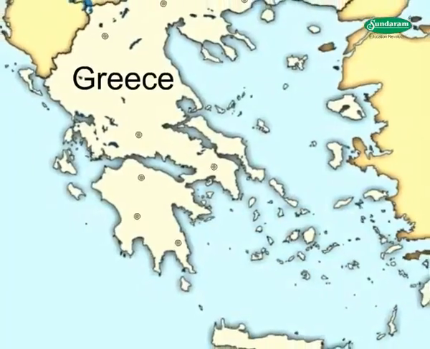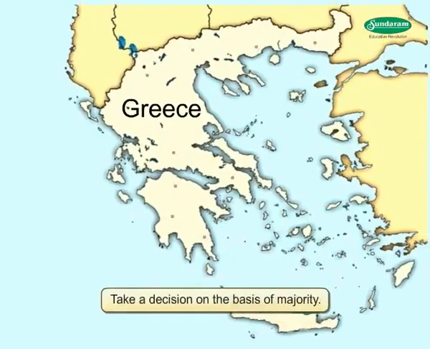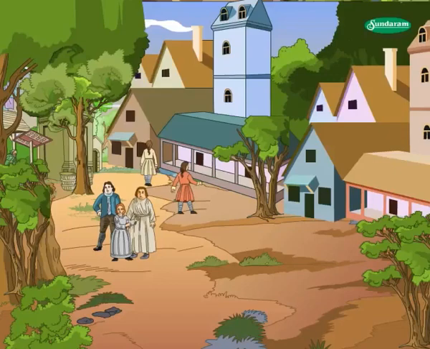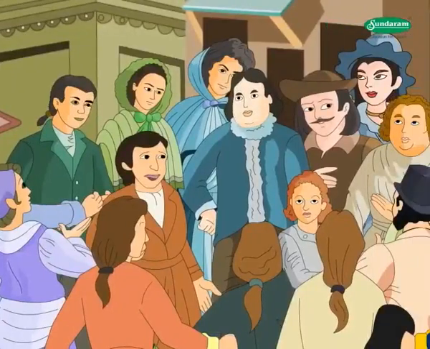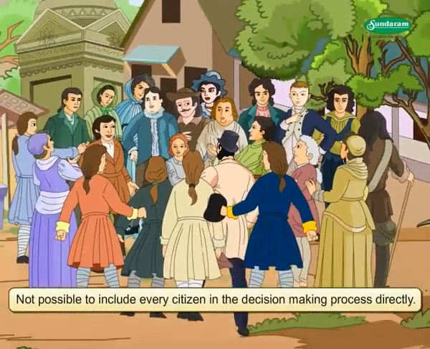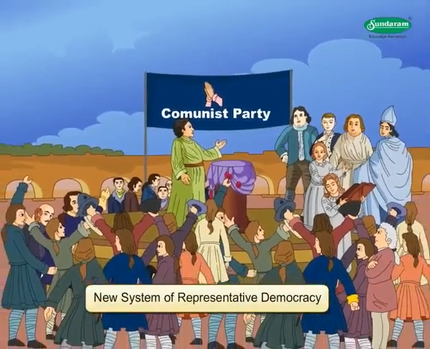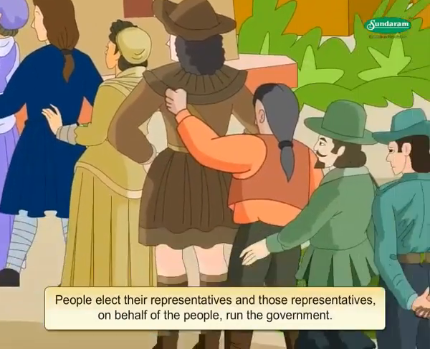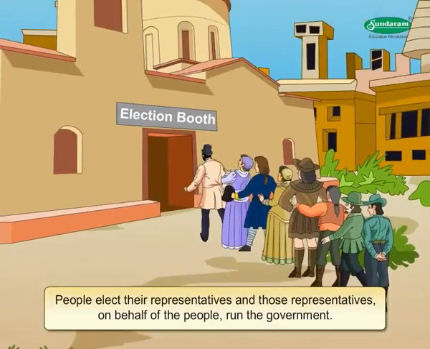It was possible for all citizens of the Greek city-state to gather together and to take a decision on the basis of majority. As the time passed by, the population increased. Now, it is not possible to include every citizen in the decision-making process directly. Therefore, the new system of representative democracy has emerged. People elect their representatives, and those representatives, on behalf of the people, run the government.